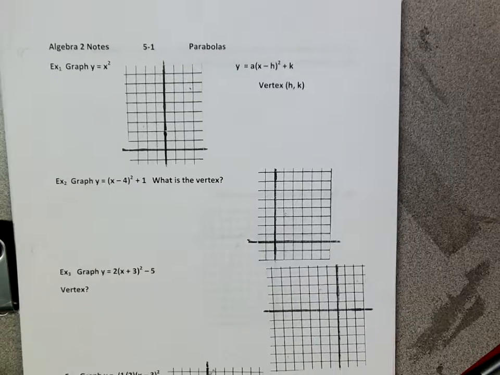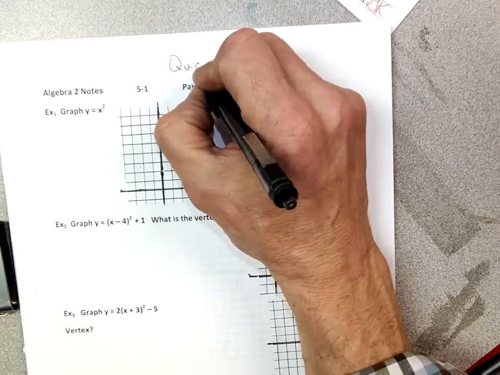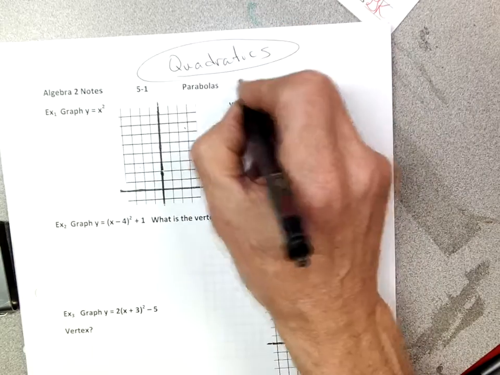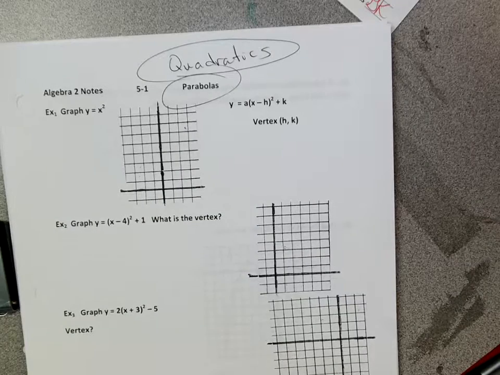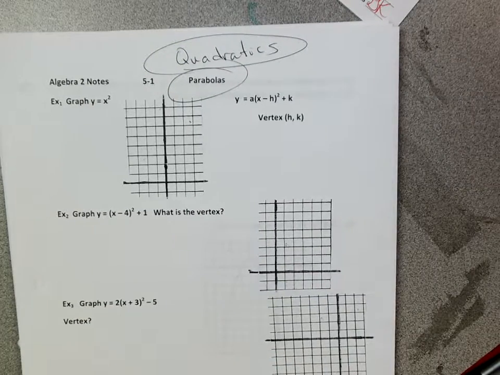We're going to talk about parabolas, but more specifically, they're called quadratics. Parabolas are technically the graph, and quadratics are any x squared equation. Okay, any x squared. So I want everybody to watch.